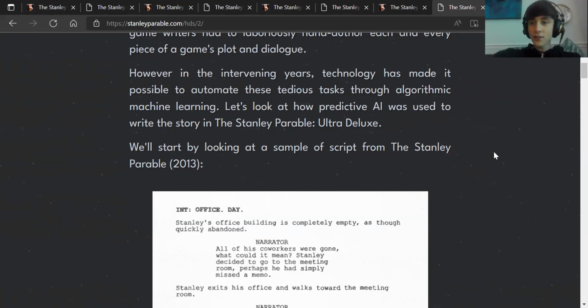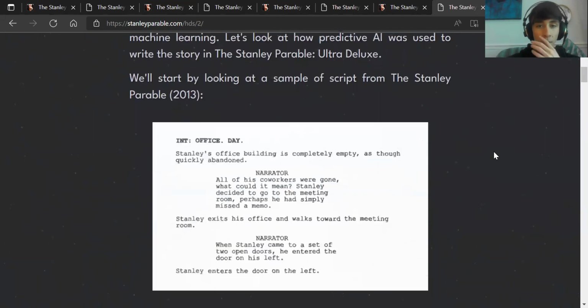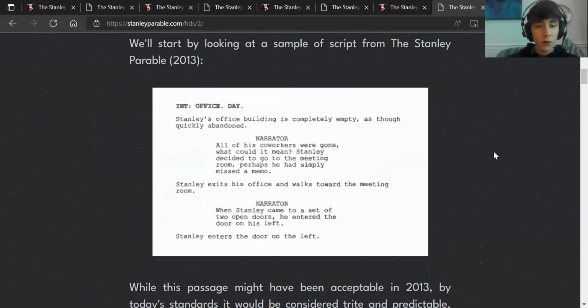They used artificial intelligence. If you've seen Alex Bell's recent SpongeBob conspiracy made by artificial intelligence, that did not go well. So, I don't know, let's see what we have for artificial intelligence predicted Stanley Parable. We'll start by looking at a sample of the script from the Stanley Parable 2013. Oh, we get to see some of the script. This is cool.